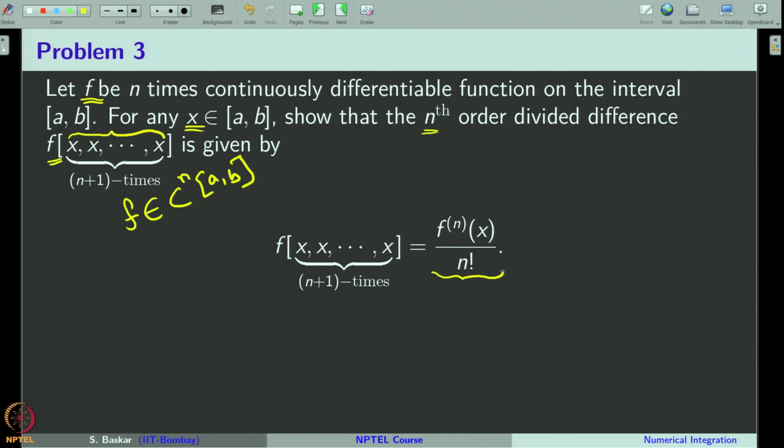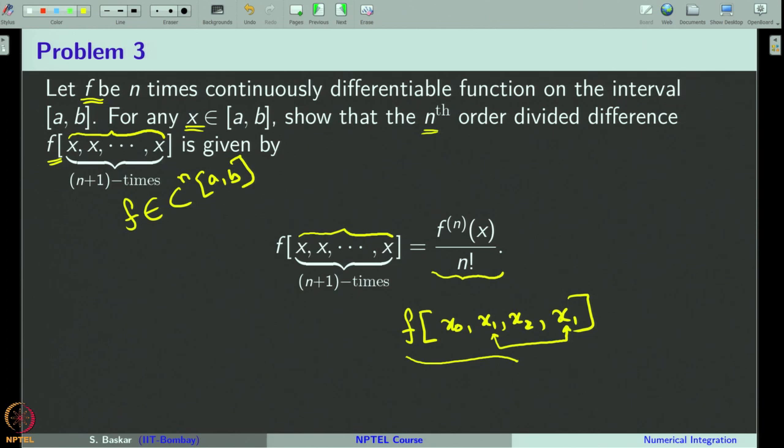So, this is something new to us, because so far whatever problems we worked, we always assumed that the nodes are distinct. But here all the nodes have the same value x. Suppose you have nodes say x0, x1, x2 and x1 again. Then you can see that there are two nodes which are repeated. Now, can we say that the divided difference for this set of nodes, where two nodes are repeated, is well defined? That is the question, because there is a serious problem here.